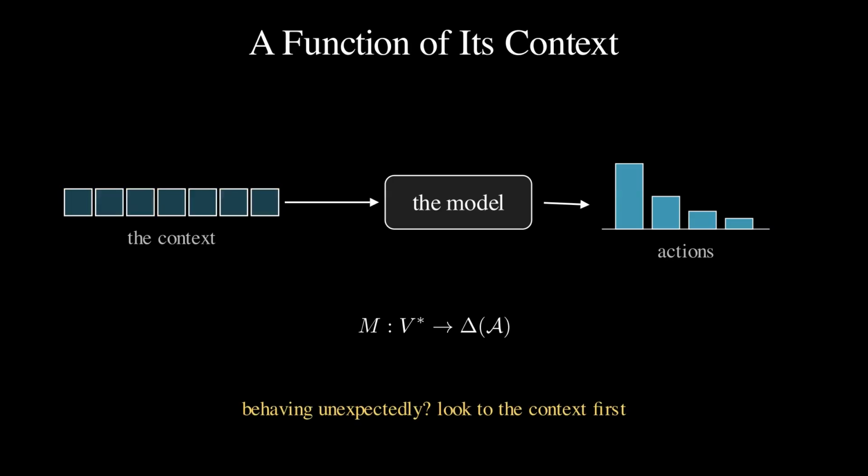The practical consequence is a debugging rule worth keeping. If the agent behaves unexpectedly, look first to the context. Either something unexpected is present or something necessary is absent.